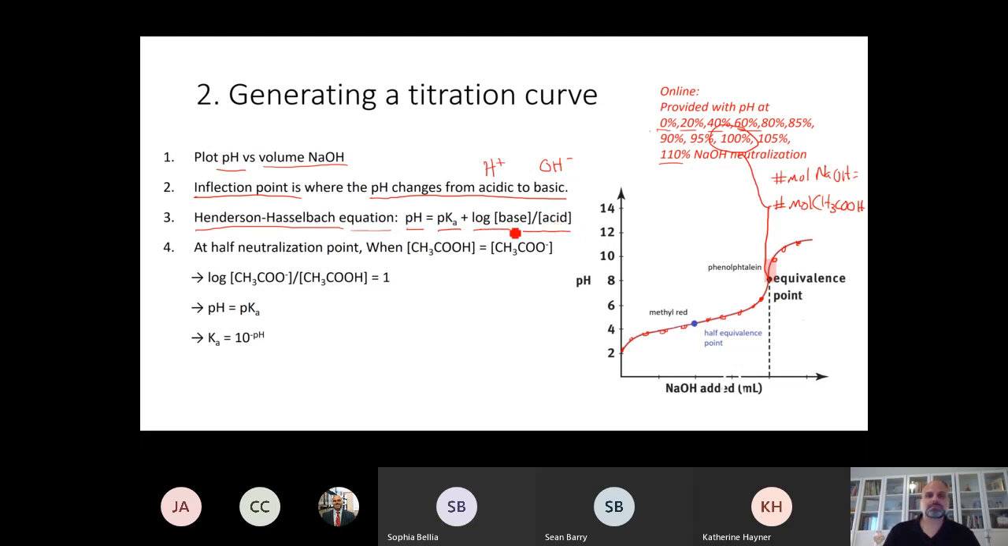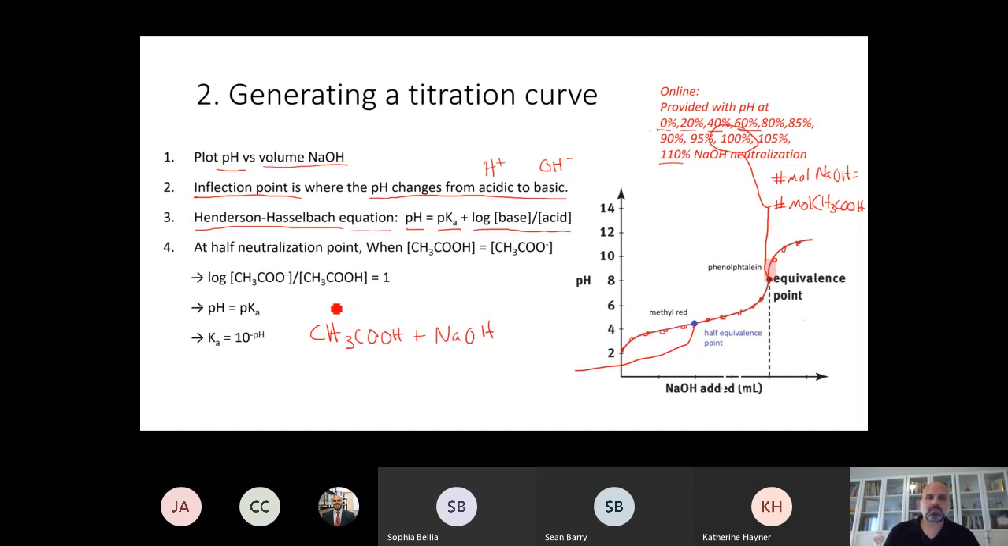But anyway, at this half neutralization point, we're thinking about the reaction of our acetic acid with the sodium hydroxide. This is the point where we have a 50-50 mixture. It's halfway between the equivalence point and 0. I'm going to use that as an example.